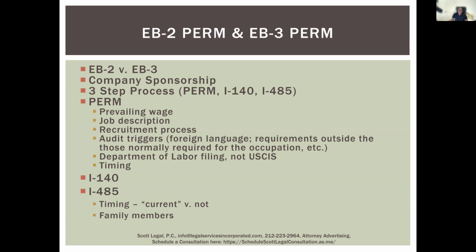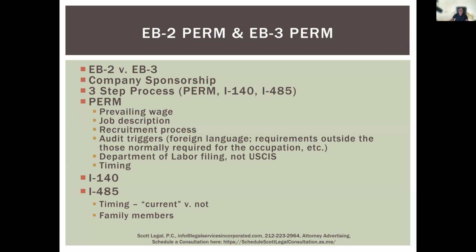So the next category that we're going to talk about is EB2 and EB3. What this has to do with is companies sponsoring someone for a green card. So usually people in this category might have a TN visa, or they might have an H-1B visa, and they are working for a company, and the company decides that they would like to sponsor them for a green card. And this is probably the most significant way that people get green cards in the United States, companies sponsoring for them.